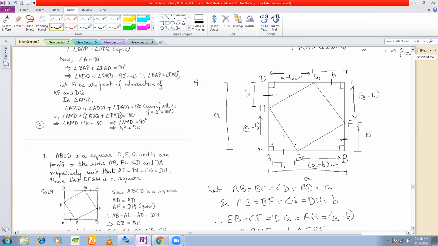That is, if I can only show one angle to be 90 degrees, that will be sufficient, because if all sides are equal, that means EFGH is a rhombus, isn't it? If it is a rhombus, that means it is a parallelogram. And in a parallelogram, what happens? In a parallelogram, if one angle is 90 degrees, then it must be a square, right? So therefore, if we can show only one angle to be 90 degrees, then we can say it is a square. Now we shall show how this angle is 90 degrees.